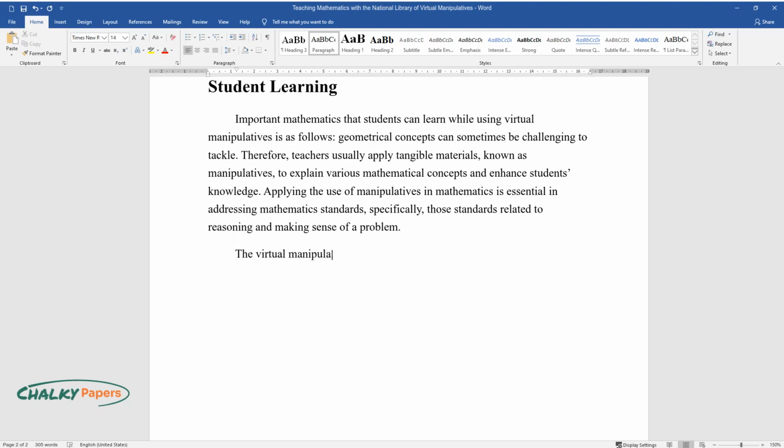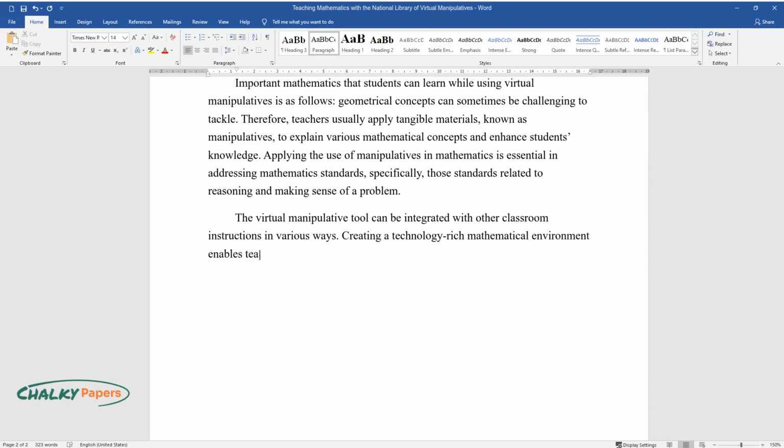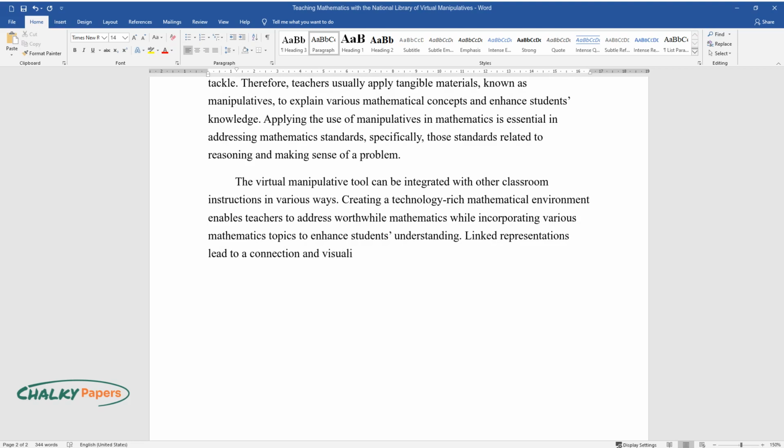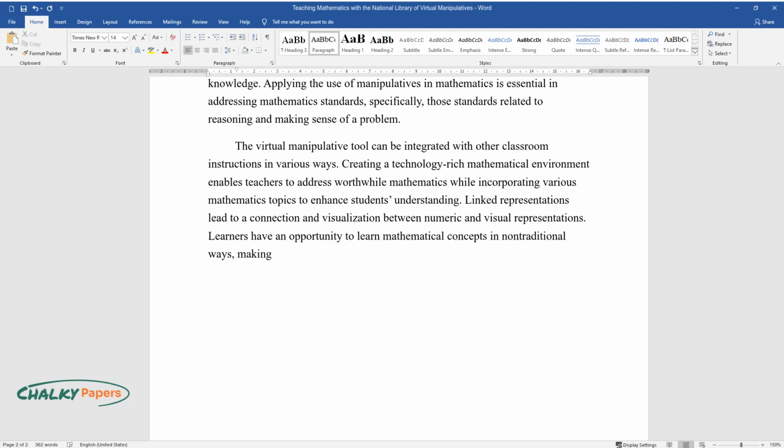The virtual manipulative tool can be integrated with other classroom instructions in various ways. Creating a technology-rich mathematical environment enables teachers to address worthwhile mathematics while incorporating various mathematics topics to enhance students' understanding. Linked representations lead to a connection and visualization between numeric and visual representations. Learners have an opportunity to learn mathematical concepts in non-traditional ways, making learning easier and more interesting.